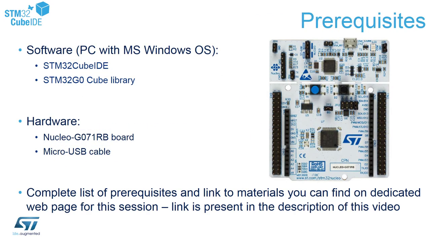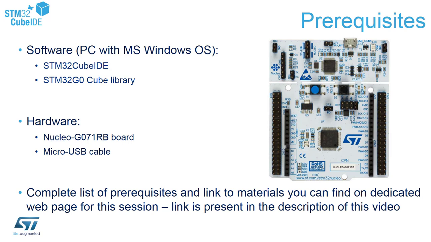Let's talk about the prerequisites for this session. The first and most important one is, of course, the PC with preinstalled STM32CubeIDE software and the STM32G0 Cube library. We have selected the STM32G071RB microcontroller to practice during this session. This is why this library is key to allow us to generate the code and prepare a set of examples.